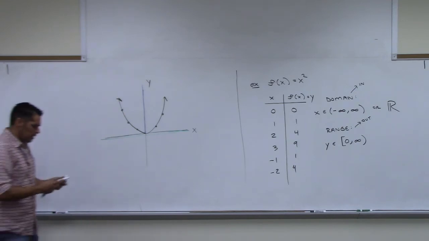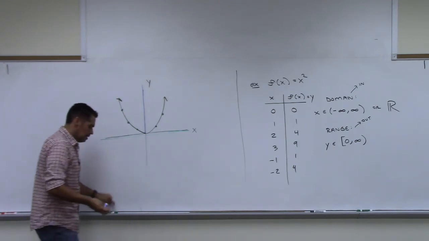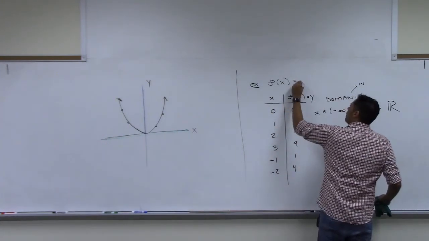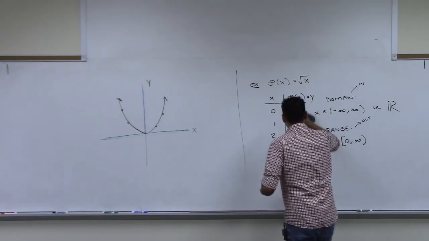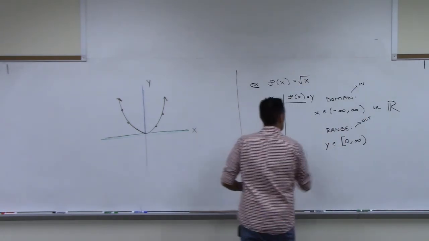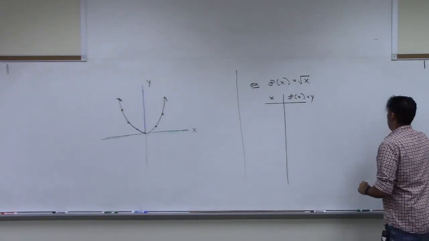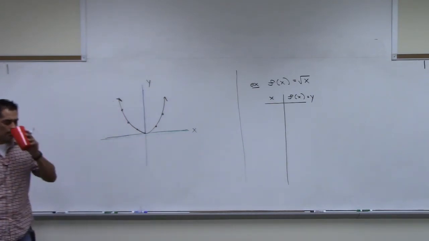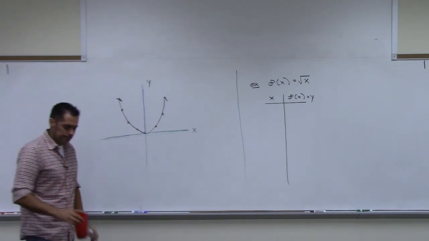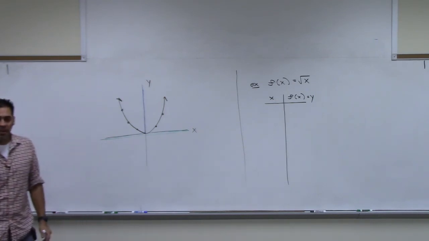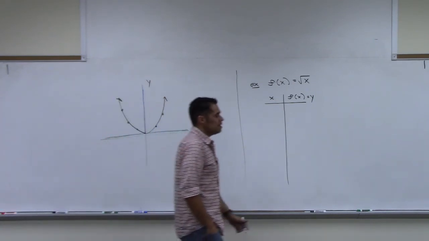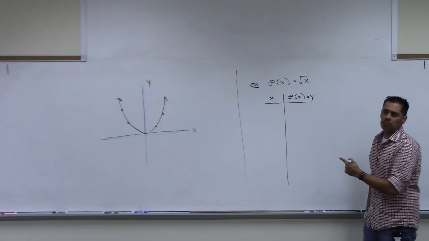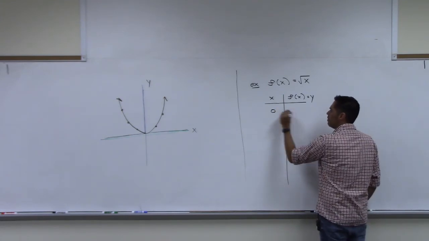All right, let's look at one other function before we move into sine. How about square root of x? Let's change it up a little bit. Do you have any problems there with the domain? Can't put anything negative in there, can you? Because then it'll be an imaginary number, right? So can I put 0 in there? Square root of 0 is 0. So I can put 0 in there.